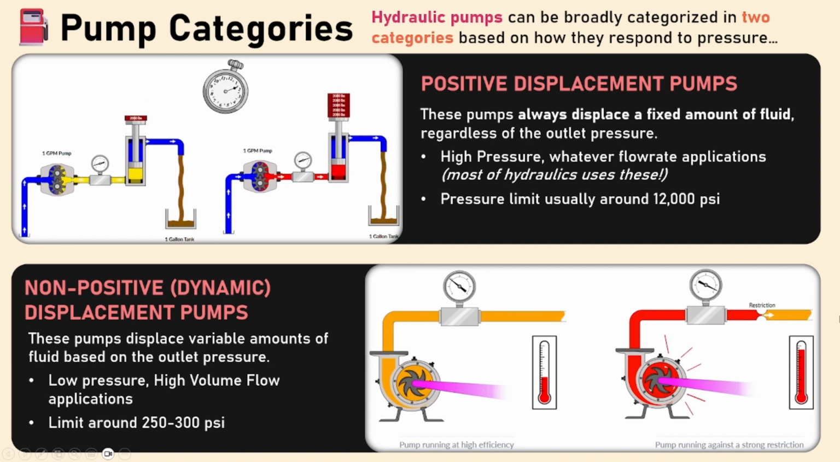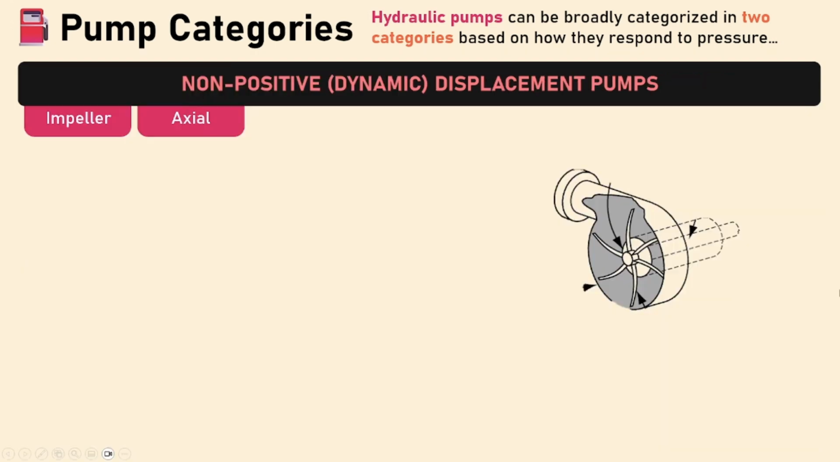This means it is a dynamic displacement pump because when we add more pressure to the system, the pump struggles to keep its flow rate, and the flow rate actually goes down. All right, so there are your two broad categories of pumps. To get started, let's first talk about dynamic displacement pumps.